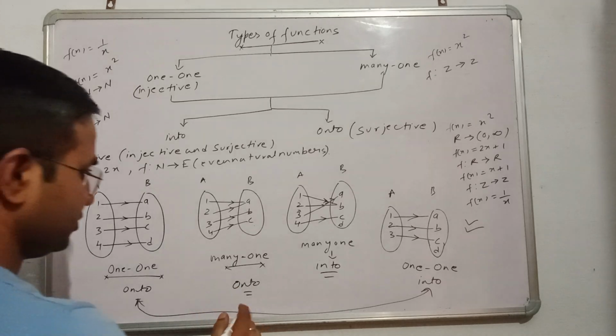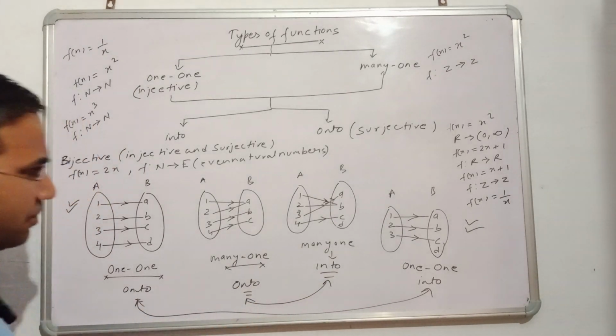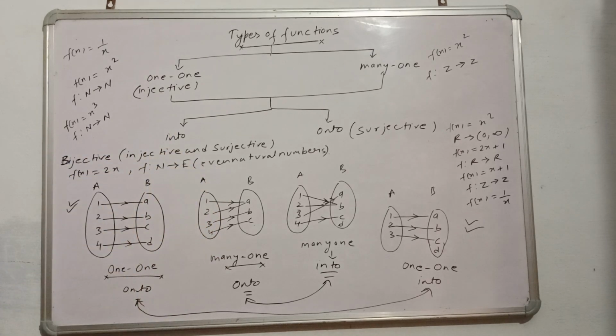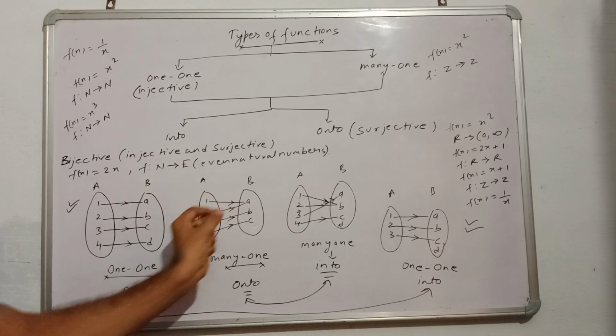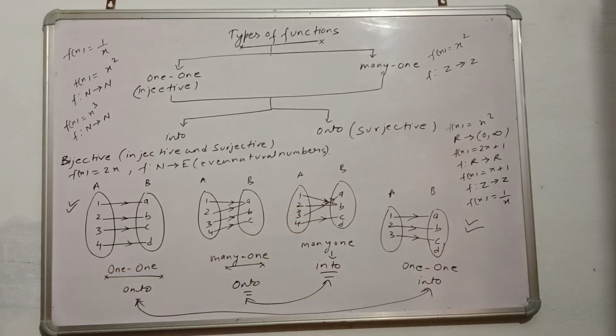Now see this. In this, two elements have the same image. One has B, two also has B.